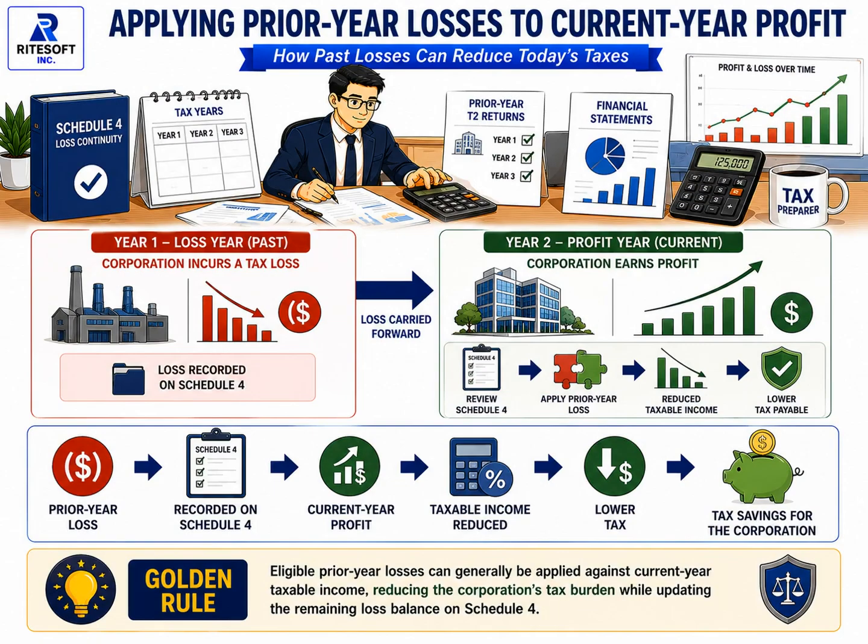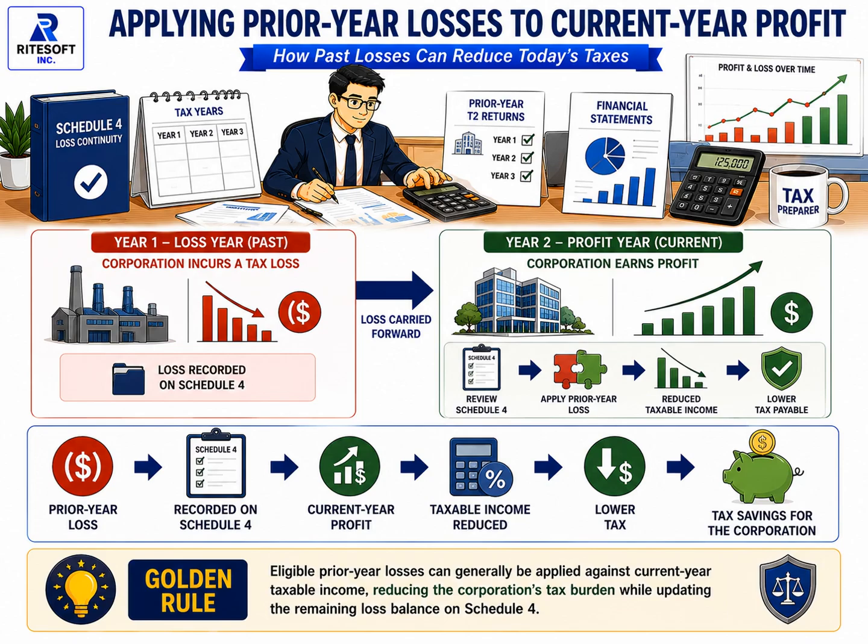When a corporation has experienced losses in previous years and then becomes profitable, those earlier losses may become very valuable. Instead of paying tax on the full amount of the current year's profit, the corporation may be able to apply eligible prior year losses to reduce its current year taxable income. This is one of the most common ways Schedule 4 is used in practice.